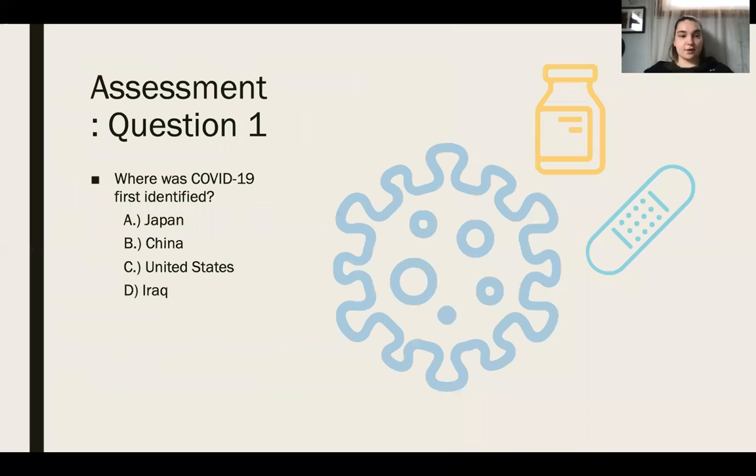So the assessment question number 1 is, where was COVID-19 first identified? A, Japan, B, China, C, United States, or D, Iraq? And the answer is B, China.